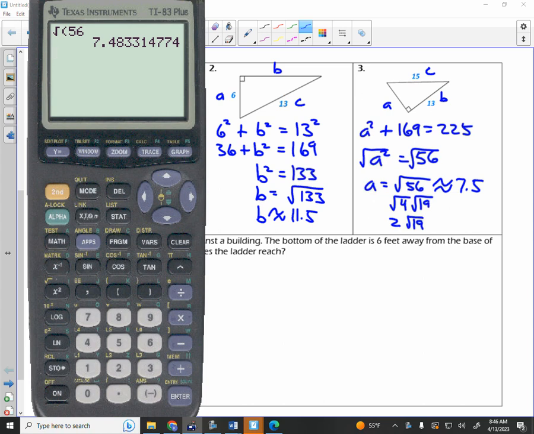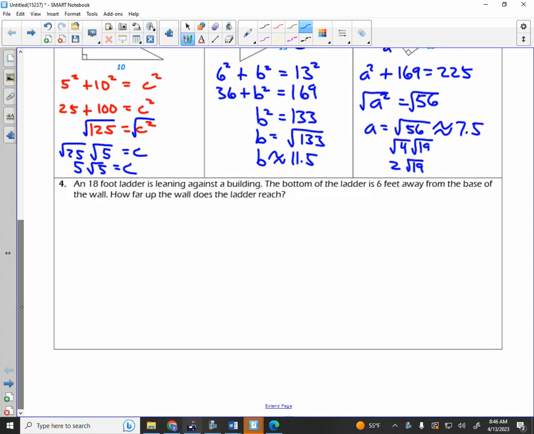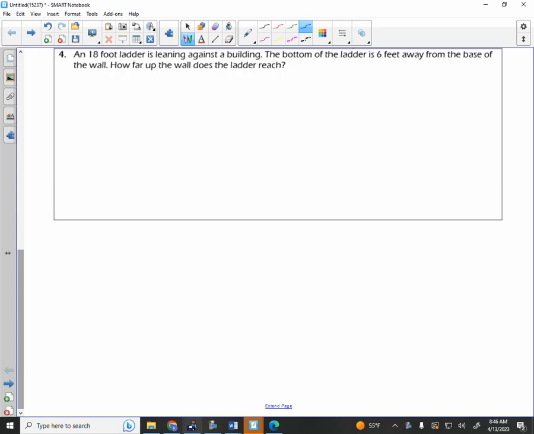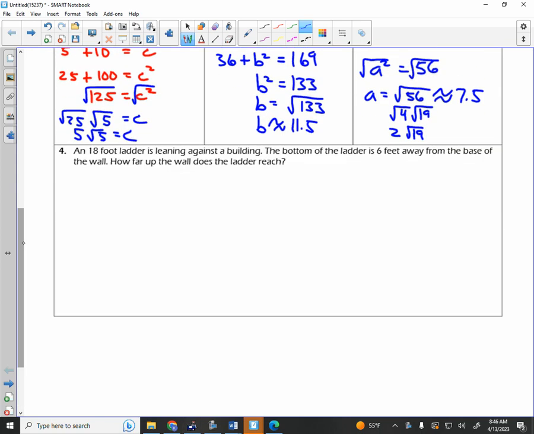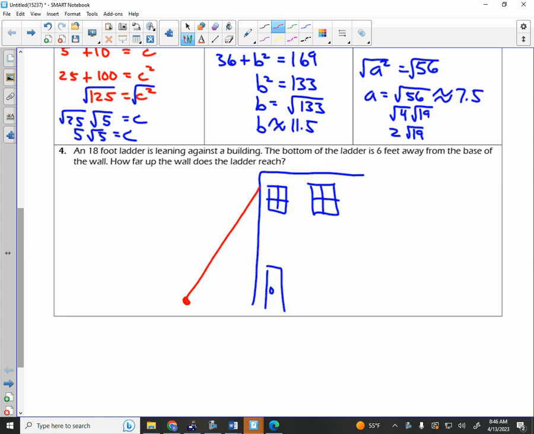You should be prepared to show both of them. All right, let's try a classic word problem. An 18-foot ladder is leaning against a building. The building, we've got a door down here, got some windows up here, and I'm going to lean this ladder against the wall.